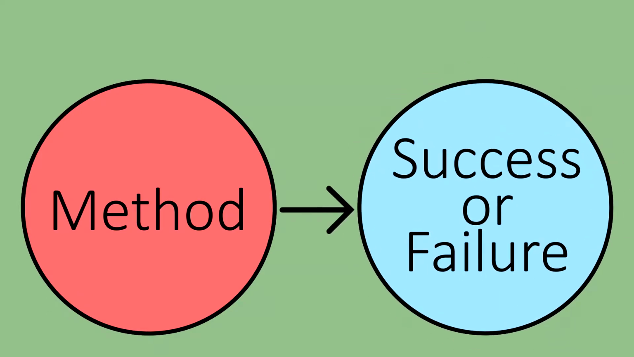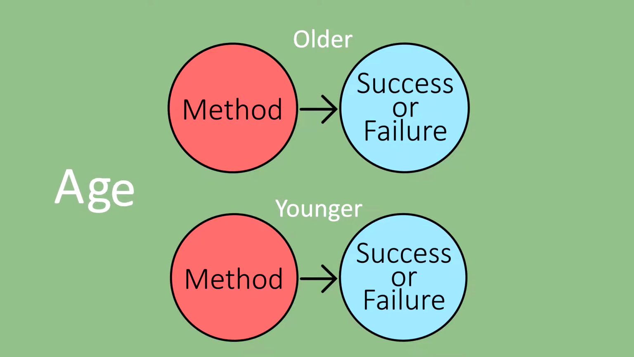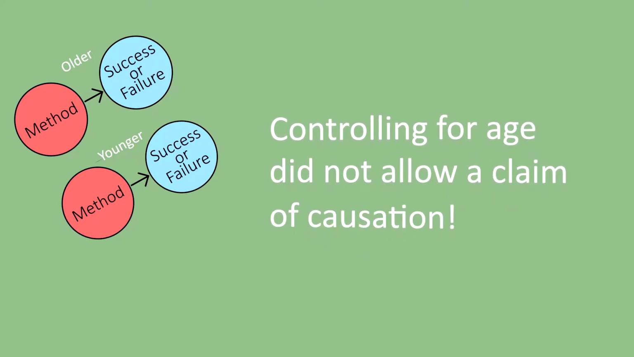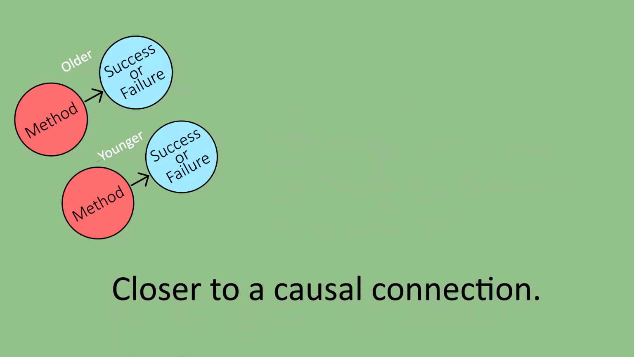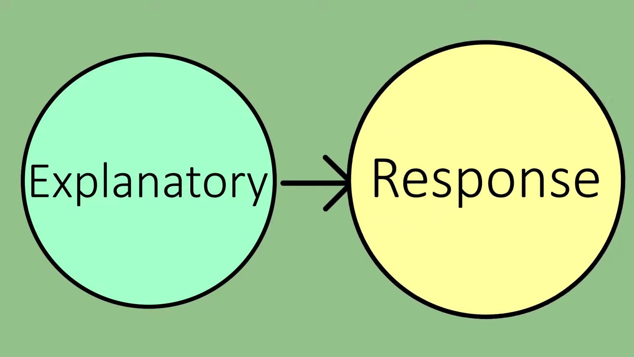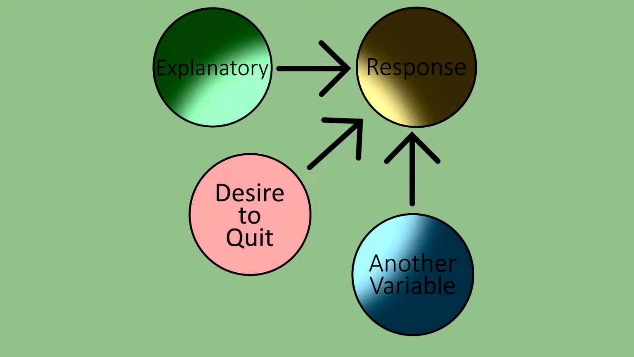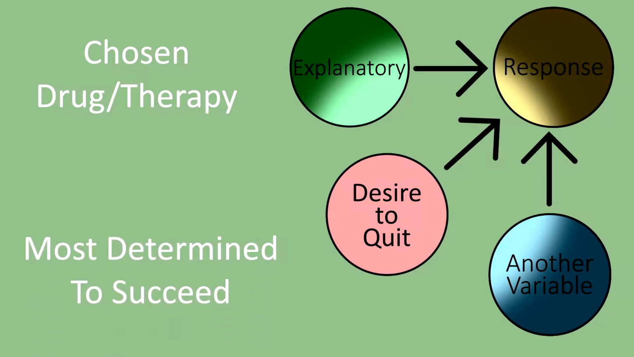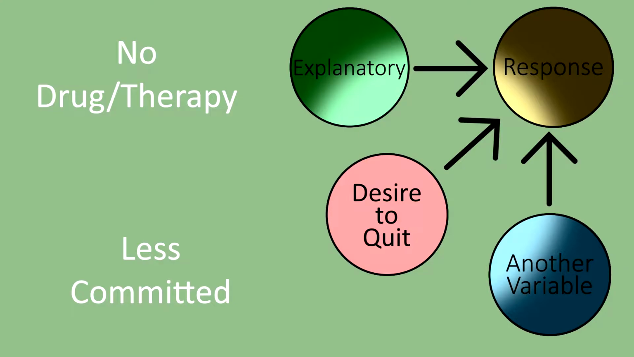The diagram demonstrates how straightforward it is to control for the lurking variable age by modifying your study design. Notice that we did not claim that controlling for age would allow us to make a definite claim of causation, only that we would be closer to establishing a causal connection. This is due to the fact that other lurking variables may also be involved, such as the level of the participant's desire to quit. Specifically, those who have chosen to use the drug therapy method may already be the ones who are most determined to succeed, while those who have chosen to quit without investing in drugs or therapy may, from the outset, be less committed to quitting.